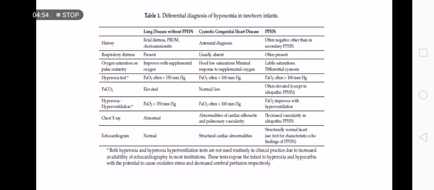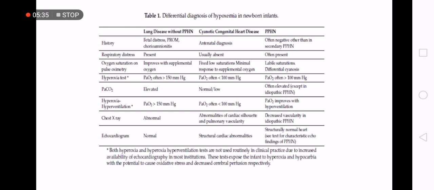CO2 might be normal or low due to metabolic acidosis. With hyperoxygenation and hyperventilation, the oxygen saturation doesn't rise. The chest x-ray may show abnormal heart contouring, and we might have decreased pulmonary vasculature if it is due to pulmonary atresia or tricuspid atresia, etc. The echocardiogram might show the cause of the neonatal hypoxemia, and it is diagnostic in this case.